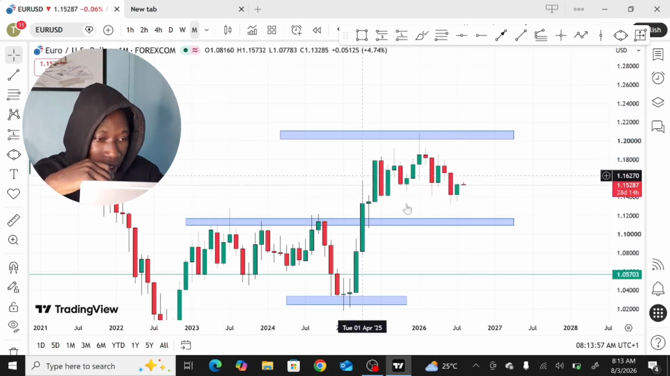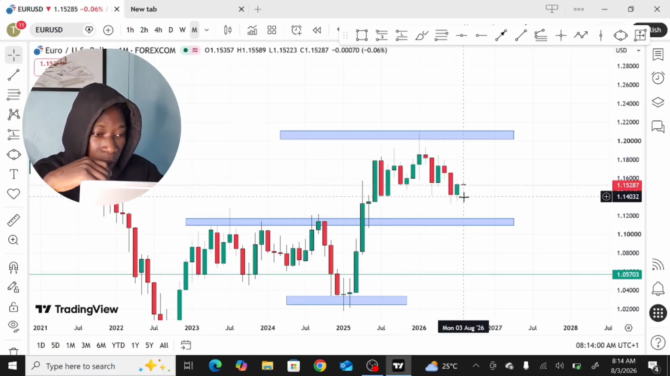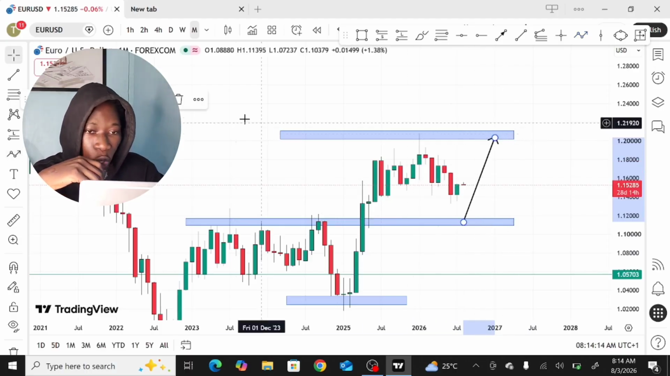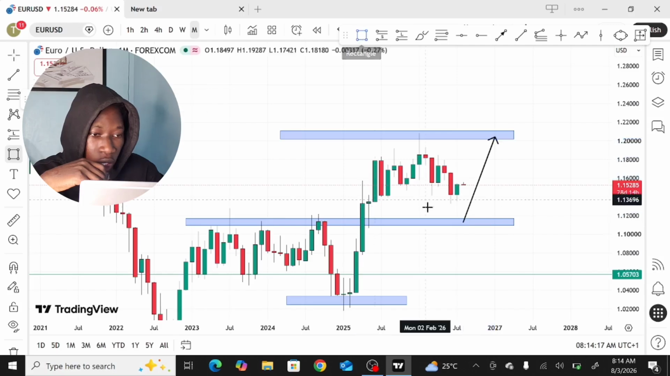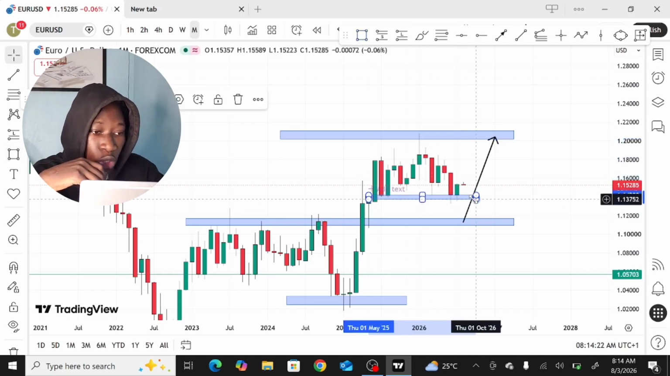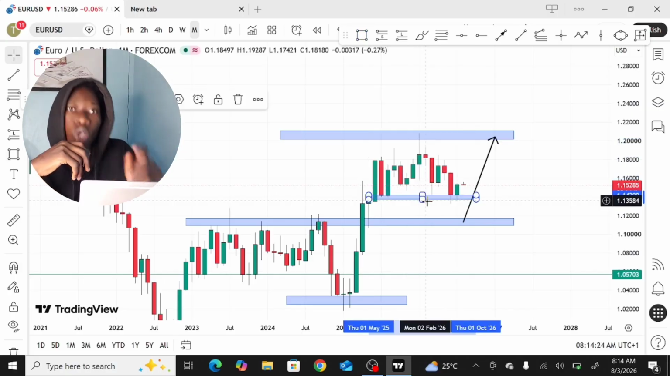Now, there are possibilities that this market can continue dropping and get to this level before it starts buying, which is this particular level here. Let's say this level before it starts buying towards the upward side. Do you understand? But inside there is also this particular level here. There's also a support level here that is weighing on the market. Now, you won't see this clearly until we go to the weekly time frame.